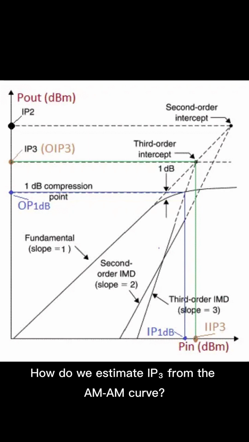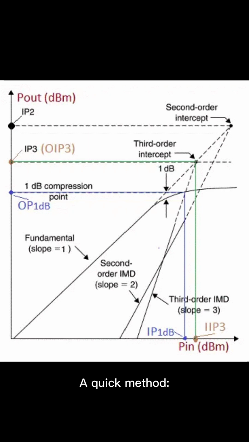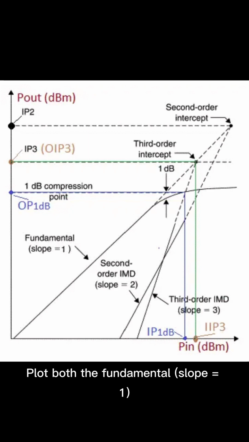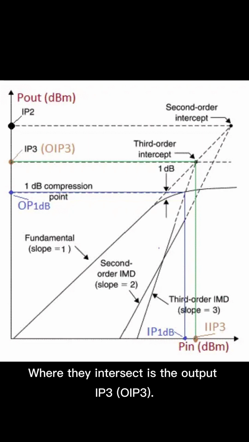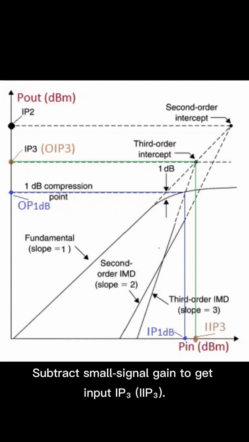How do we estimate IP3 from the AM-AM curve? A quick method: IP3 approximately equals P1dB plus 10 to 15 dB. For better accuracy, plot both the fundamental, slope equals 1, and the third-order IMD, slope equals 3, lines on a log-log plot. Where they intersect is the output IP3. Subtract small signal gain to get input IP3.